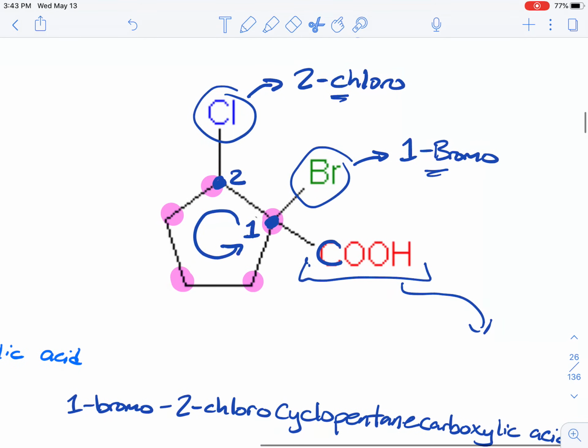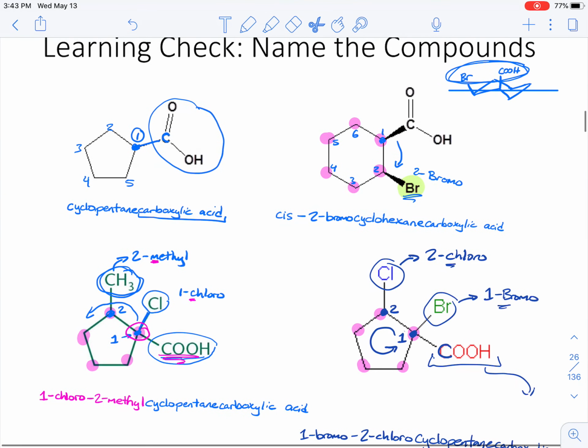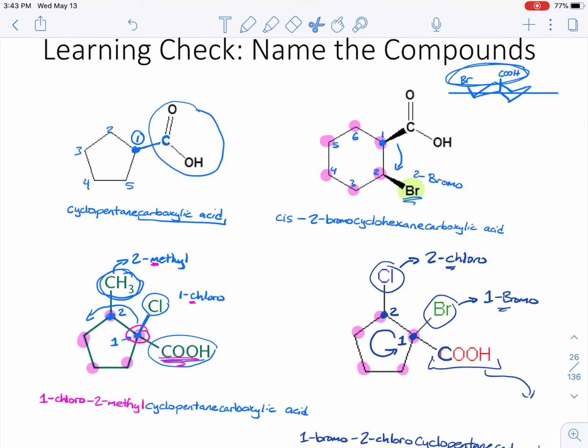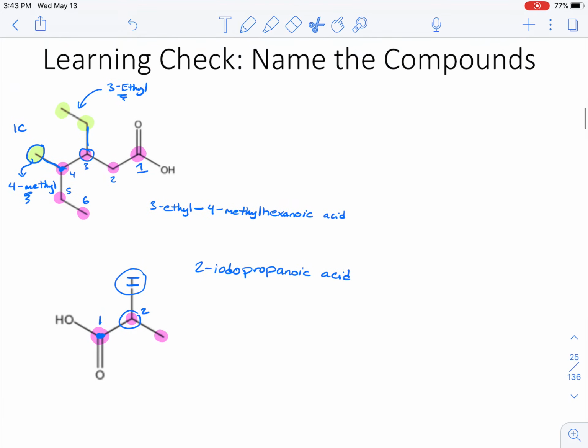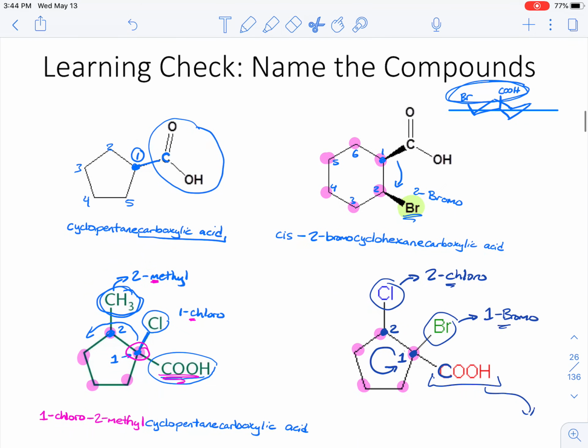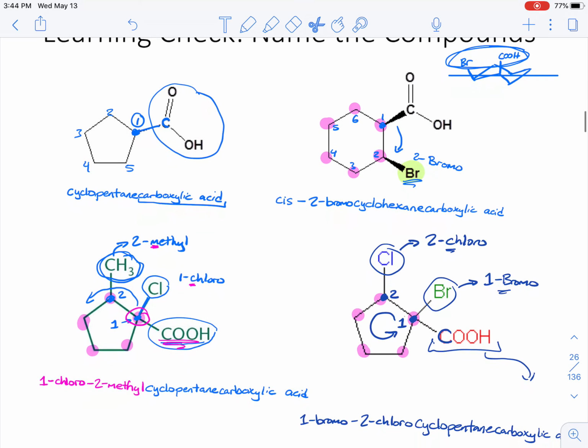And so this is how we're going to name our cyclic alkanes that contain a carboxylic acid as their main functional group. I do want you guys to notice that the suffix is not going to be oic acid. The oic acid is going to be reserved for the straight chains. So there are just little differences here and there between cyclic and straight chains.